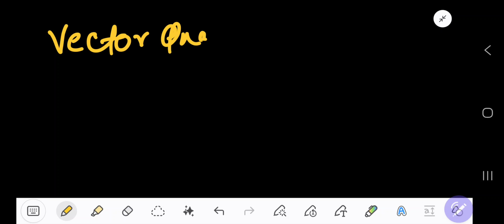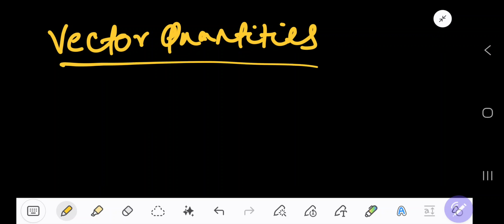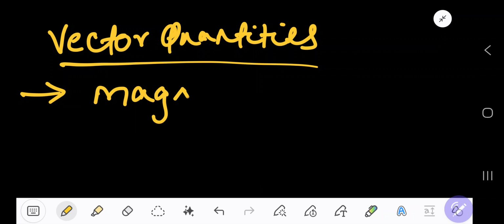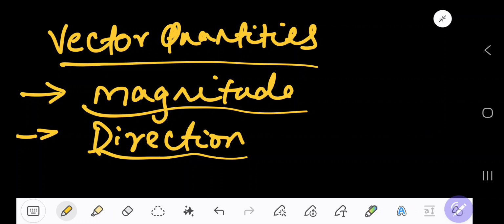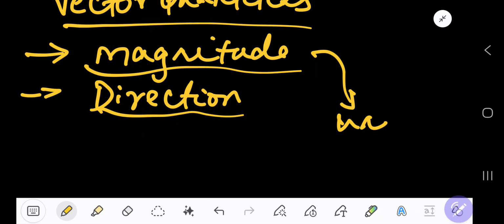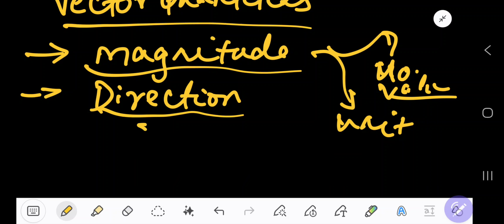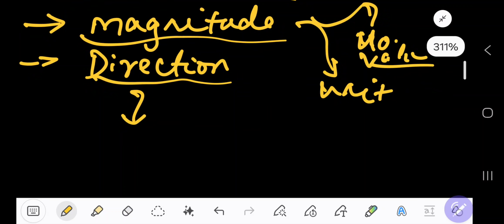Now let's go to vector quantities. What are vector quantities? Vector quantities are the type of physical quantities that require their magnitude as well as their direction to represent them. Again, magnitude is just the unit and the numerical value, and direction is, we know our cardinal directions, north, south, east, west. A direction just means specifying which direction it's going to.